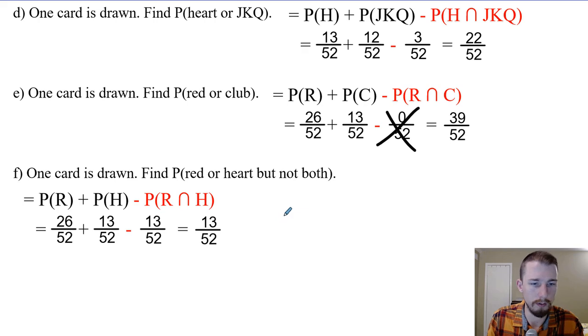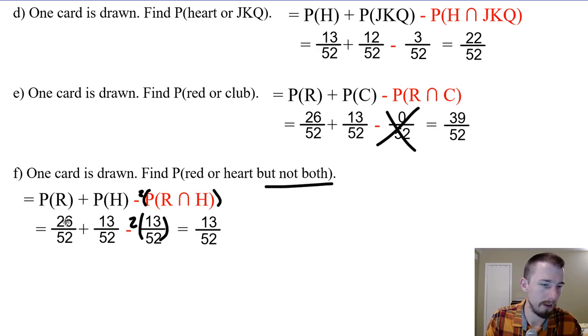So one card is drawn. Find the probability that it's a red or a heart, but not both. So if we're doing not both, then that means we're doing an exclusive OR, which means that we're actually going to end up multiplying this by 2. So that's what I did wrong here. So the intersection of the 2 gets multiplied by 2.